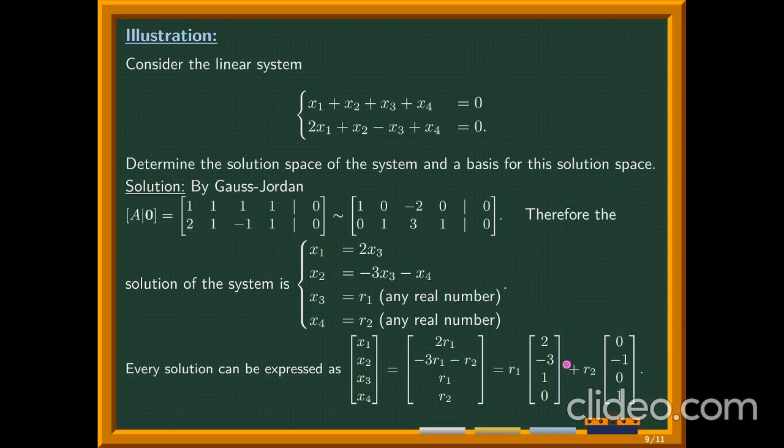And in the first vector, we can factor out r1, meaning the vector can be written as a scalar multiple of r1 with the vector 2, negative 3, 1, 0. And similarly, the second vector can be written as a scalar multiple of r2 with the vector 0, negative 1, 0, 1.